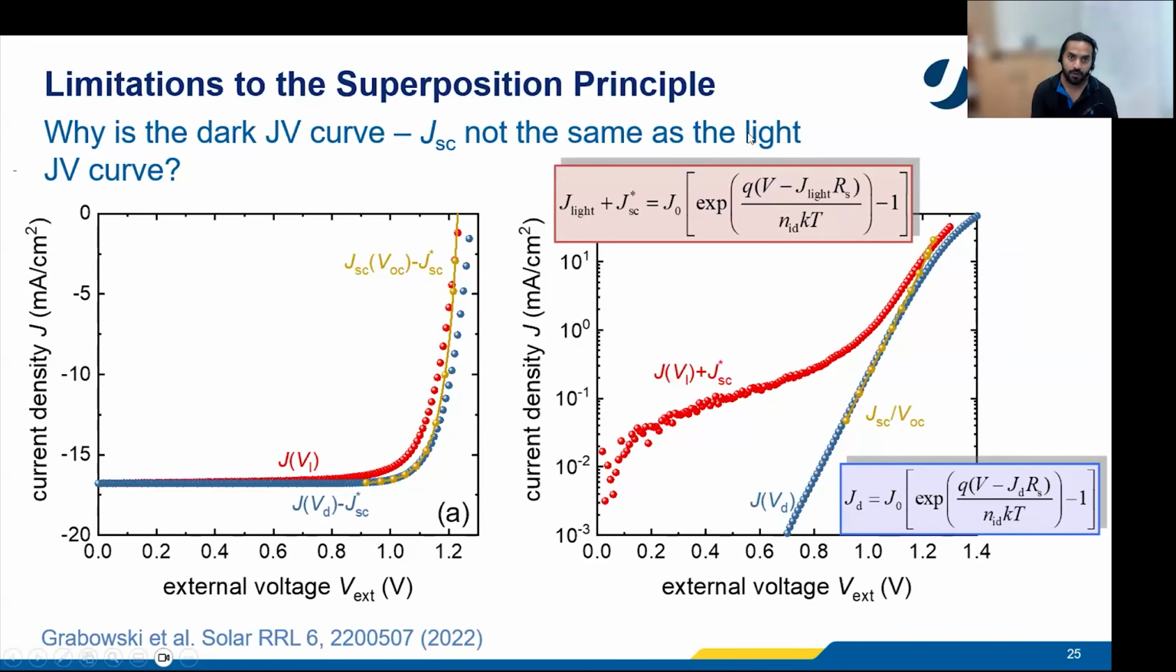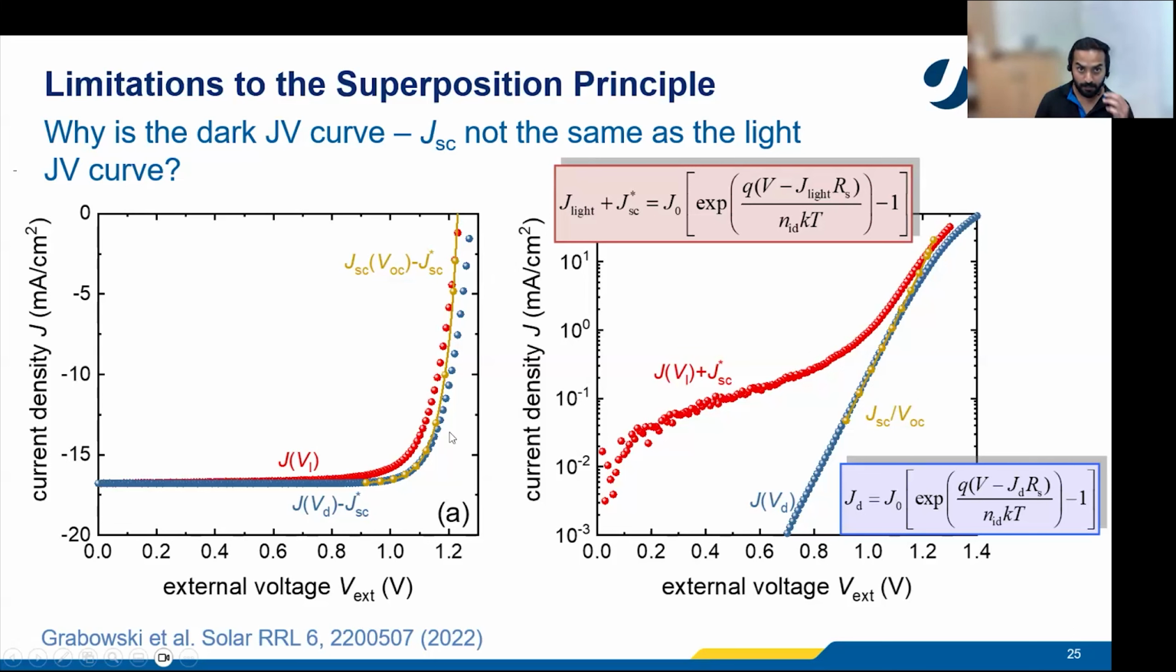Okay, now we move to an interesting topic, which is the limitation to the superposition principle. To explain that, I just showed this graph over here. The red spheres here are a typical current voltage curve under illumination. Then you can take the dark current voltage curve and superimpose the short circuit current on top of it. So then you get a current voltage curve from the dark JV curve. This is essentially testing the superposition principle.